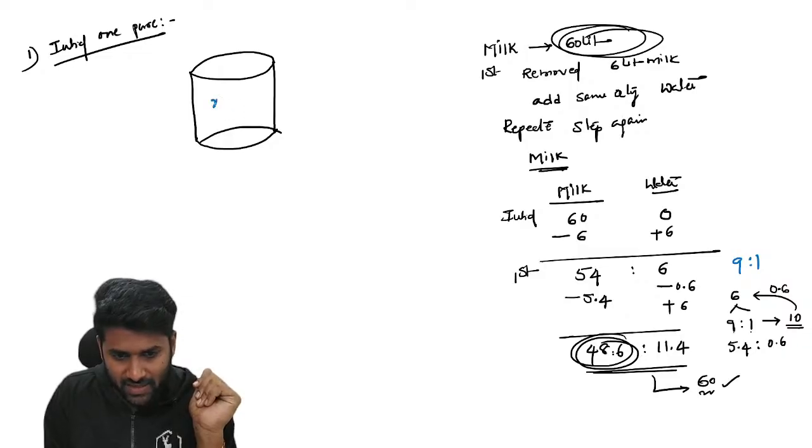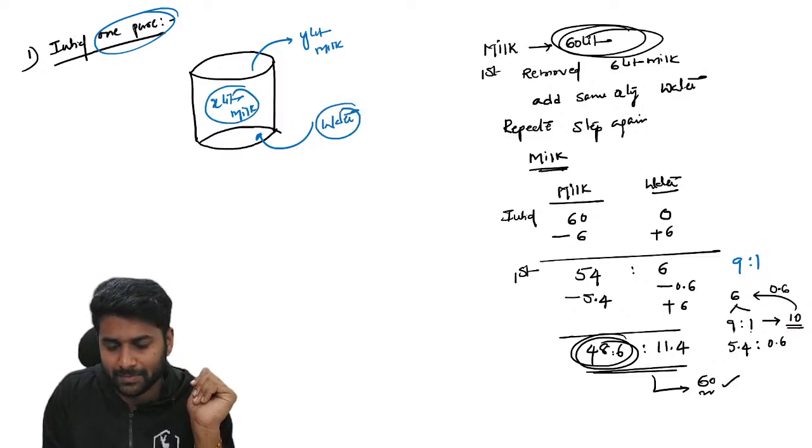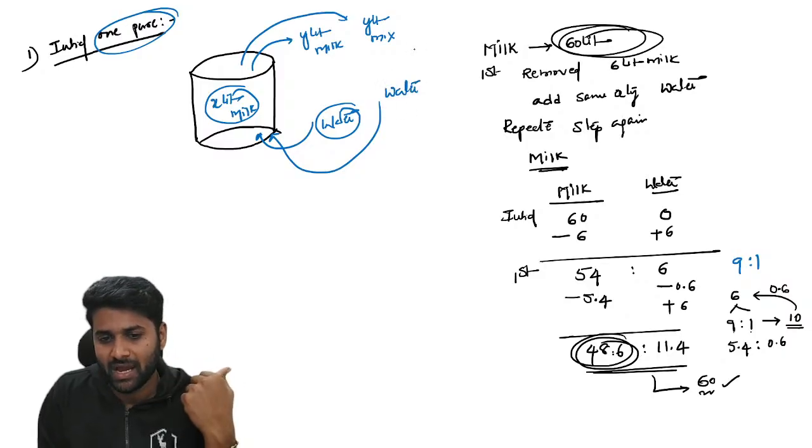So initially we have X liters of milk. Remember that the initial one is pure. We are removing Y liters of milk and replacing the same amount of water. Observe, guys, the pure item and the replacing item must be different. Remember this point. And again we are repeating this step: Y liters of mixture is taken out, but every time we are adding the same quantity of water. And you can repeat this step n times.